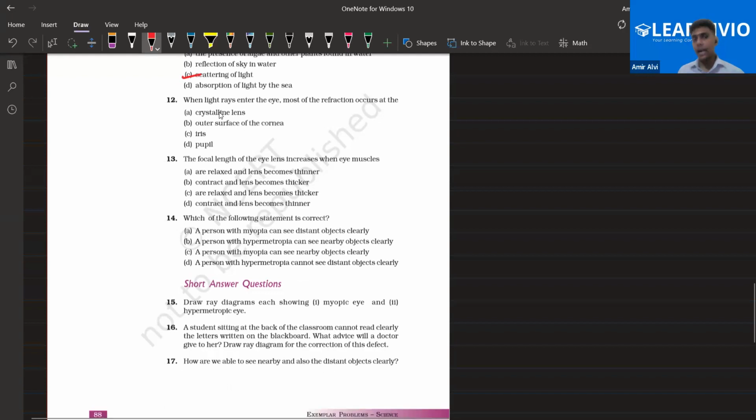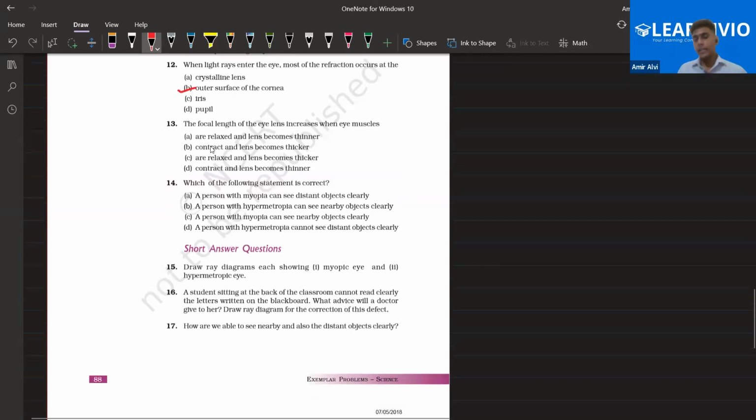Next is, when the light ray enters the eye, most of the refraction occurs at the cornea. When we started this chapter, I told you about the function of the cornea, the outer layer part. About 65 to 75%, or 80%, of the refraction happens at the cornea because it collects all the light that is coming and refracts it towards the eye lens. That's why we have a clear picture of the object. So it is due to the cornea. Clear, everyone?